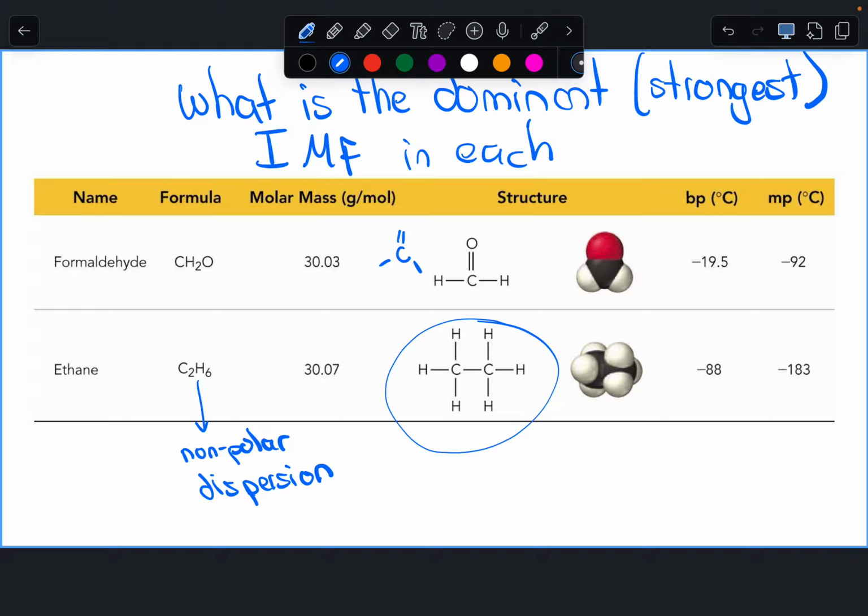Another tip is, if you've got carbons and hydrogens and an oxygen, then at the very least it's polar. It might be hydrogen bonding, but it's certainly polar. Okay, so we have the structure of this one. We can tell that the hydrogen's not bonded to the oxygen itself. And so this one is just polar, no hydrogen bonding, so it's dipole-dipole.